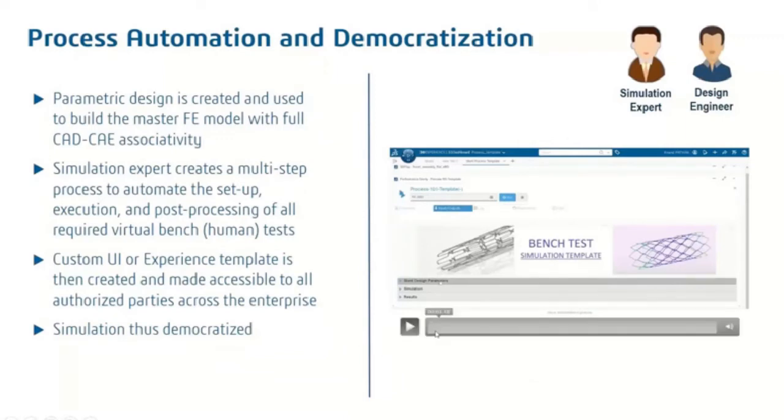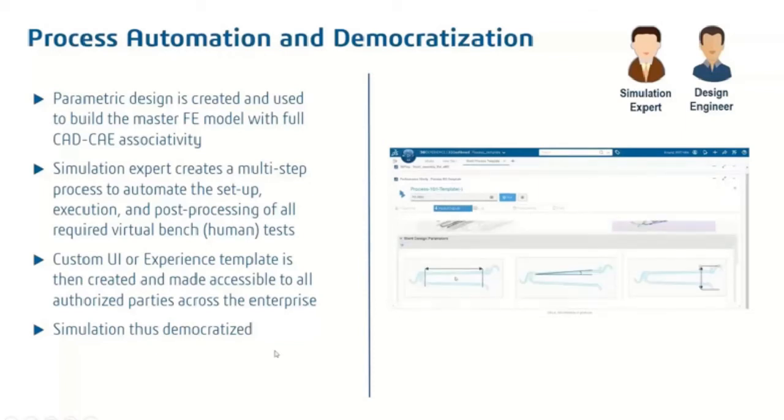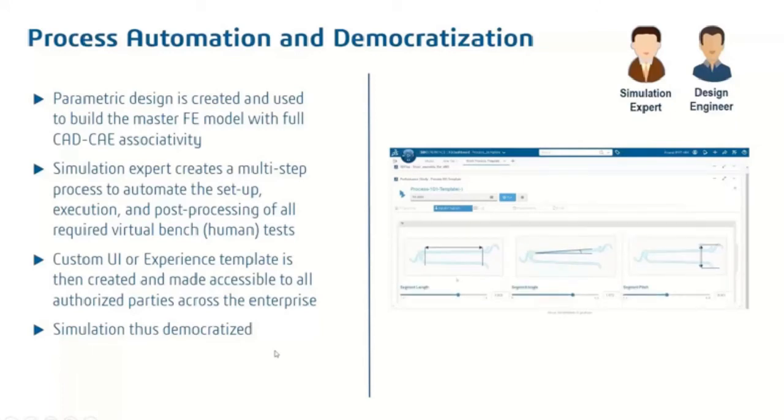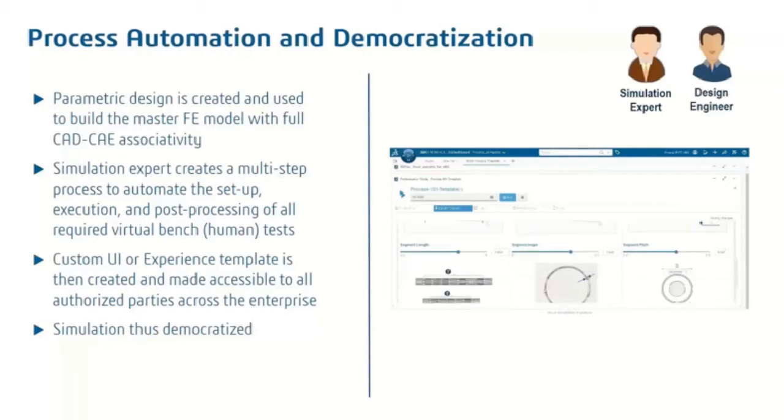Okay, so let's say we've gone through most of the steps and now we have a robust process in place. Now we can create very simple templates that the designer or indeed anyone else can use to explore different design options. So here what we're seeing is a web-based template that's been created specifically for stent designers. As you can see, only a few parameters are exposed and their ranges are predetermined so that unacceptable designs will not be considered.